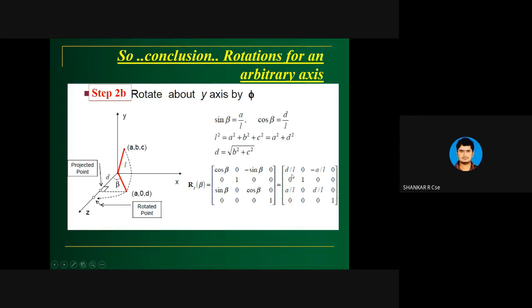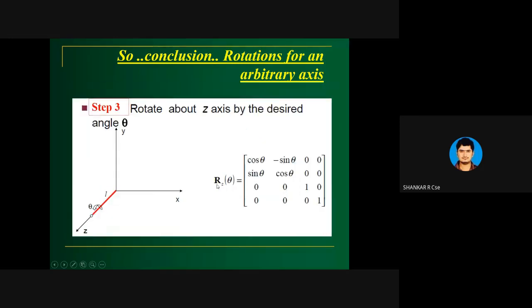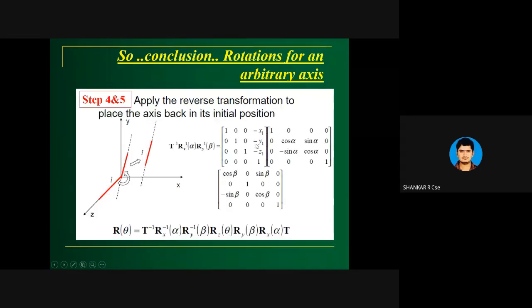In our case, it is d by 1, it is d, d minus a, ad. So this is Ry of beta, and Rz of theta is this formula. Next is inverse. You can see here, wherever you have plus, you write it as minus. That is, a row should be converted to column.